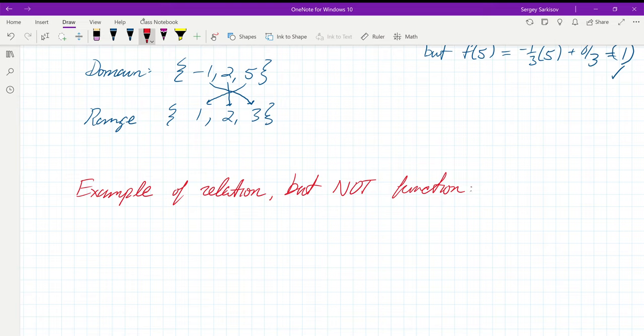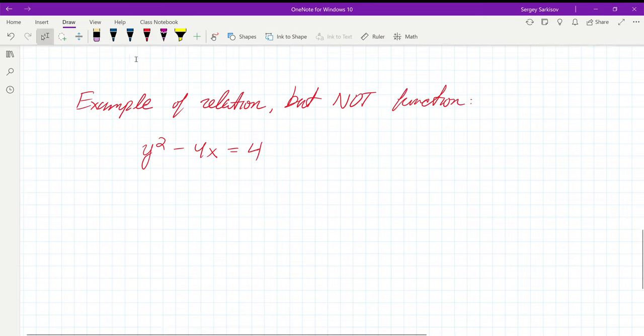Let's try this one. y squared plus 4, let's do minus 4x, let's say, is equal to 4. For example, some kind of equation with x and y going on. All right, well, what do we do here? Let me show you. For input, actually what you do is you input x equals, let's say, x equals 0, okay? Then what is y? We can find it.